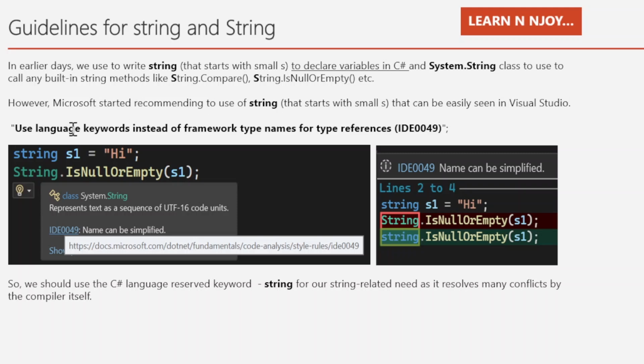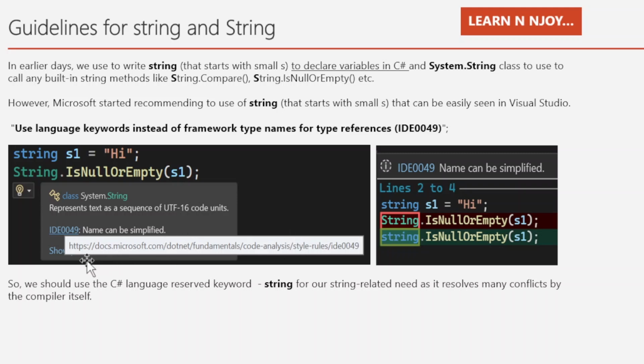It is saying use language keyword instead of framework type names for type references, and they have given this ID code IDE0049. If you see this example shown over here, string s1 is equal to hi, and if I write String that starts with capital S dot IsNullOrEmpty s1, you see here, Microsoft is suggesting in Visual Studio that the name can be simplified. This is the code IDE0049. This is the URL. You can see the full description.